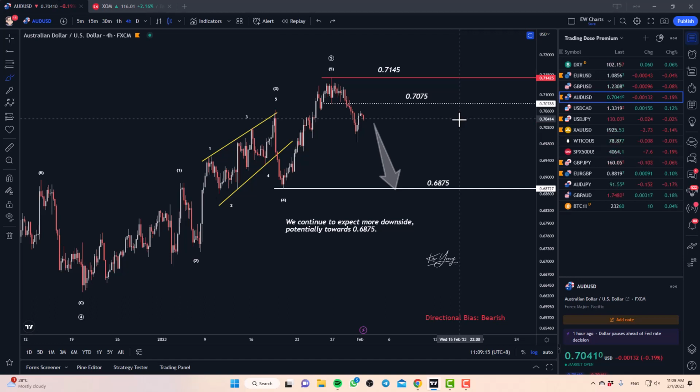Okay, so Aussie dollar over here, I'm personally still holding on to that short. I've shifted my stops to break even, and I'm still looking at 6875 as my potential target.